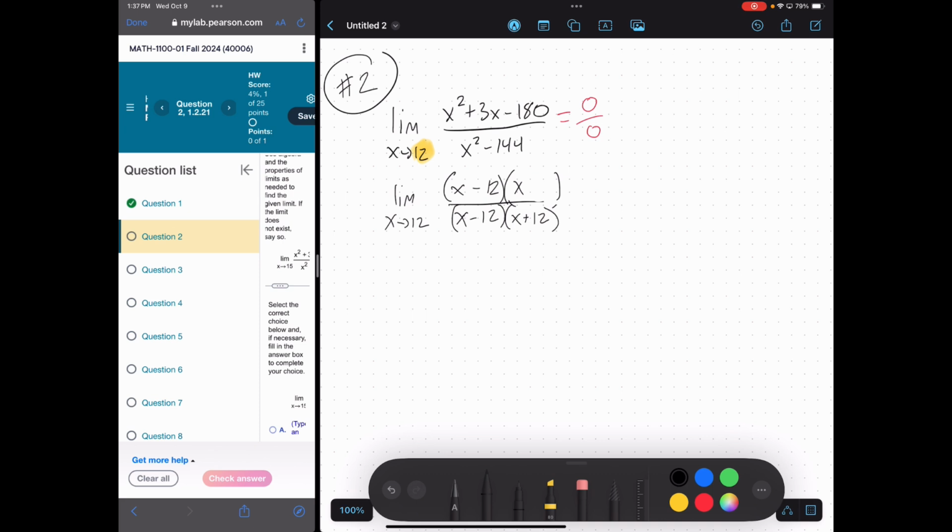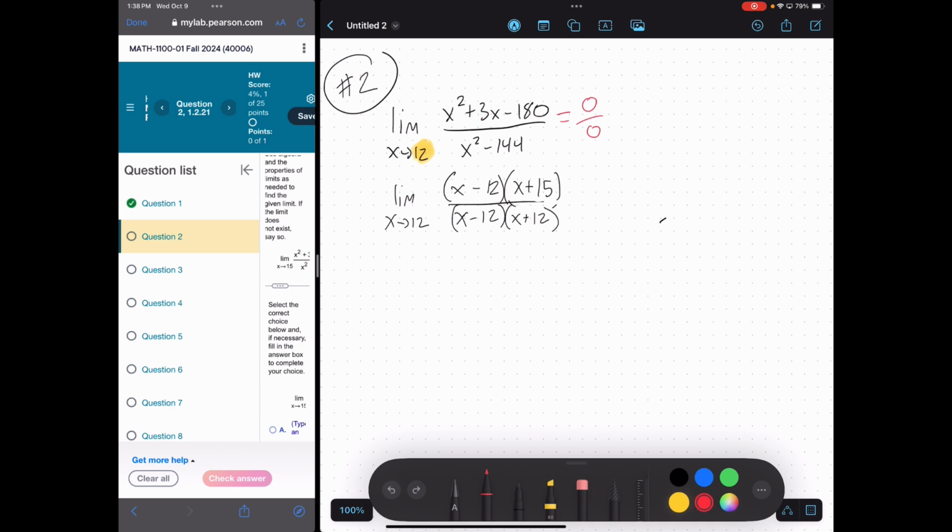15. Yeah, does 12 go into 180 evenly? Yeah. 15. Positive or negative? Positive. And let's just make sure that works. What is 15 minus 12? 3. Positive 3. Yep.